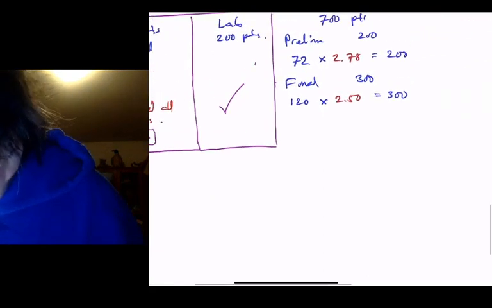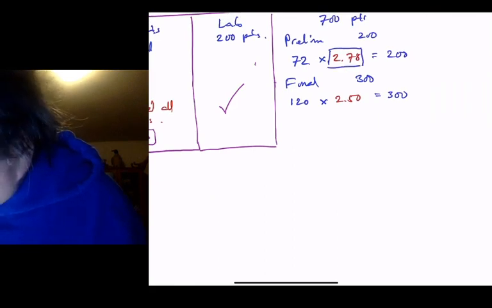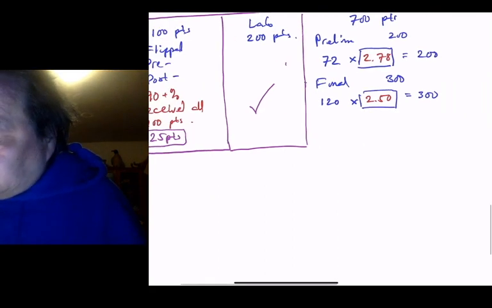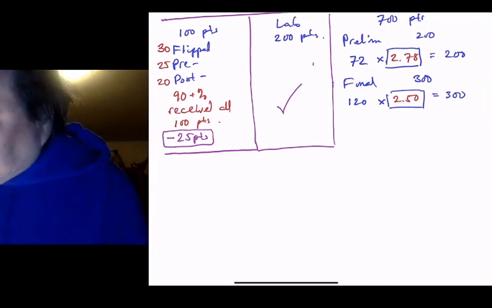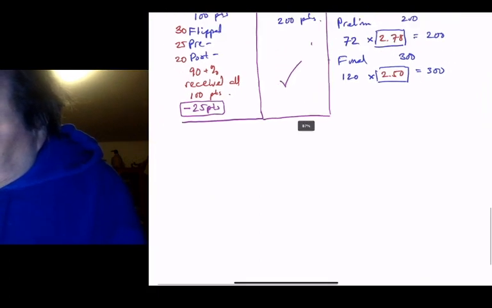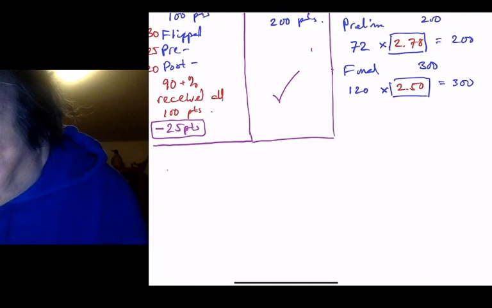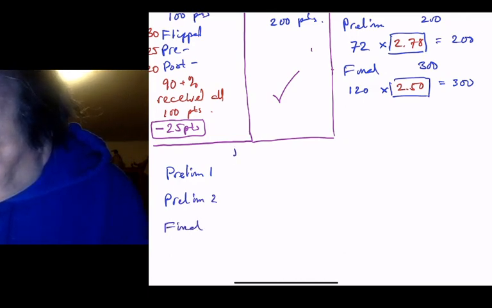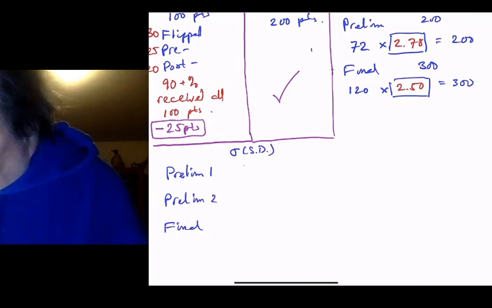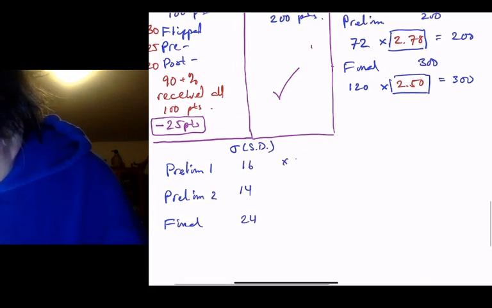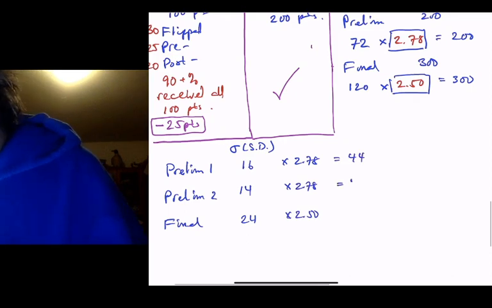And these two numbers are the crucial numbers, 2.78 and 2.50. So let's just take an example. Let's say you need to know standard deviations. Prelim 1, Prelim 2, Final. Sigma, that's the standard deviation, was 16, 14, and 24. If you multiply by 2.70, you get 44, 40, and 60.